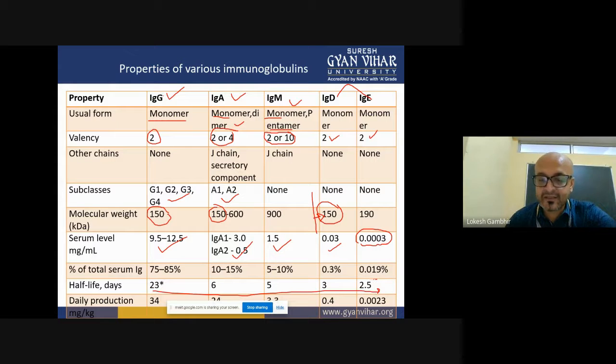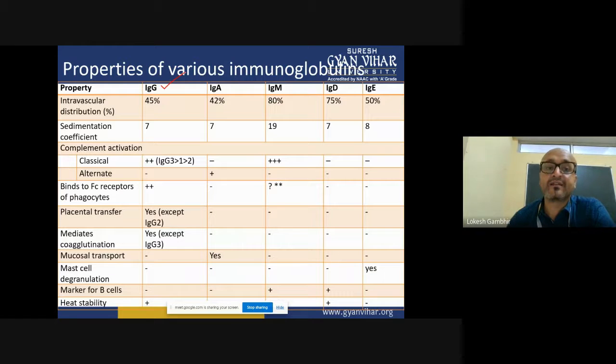So if you see this region clearly, these are of very short half-life, but the immunoglobulin which will be present for a longer duration inside your blood or serum is IgG, and that is the reason it's a very, very important immunoglobulin in fighting infection, and also the daily production is highest for IgG. Then if we talk about intravascular distribution, it is highest for IgM and IgD. Why? Because they are present at the surface of B cells.